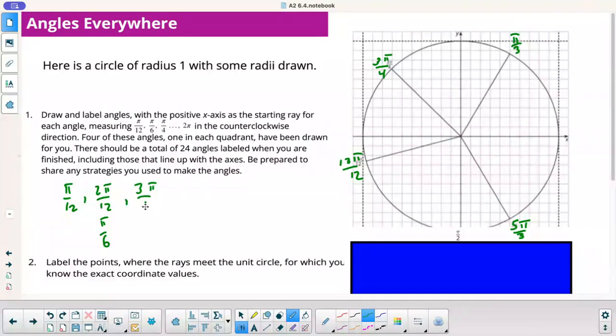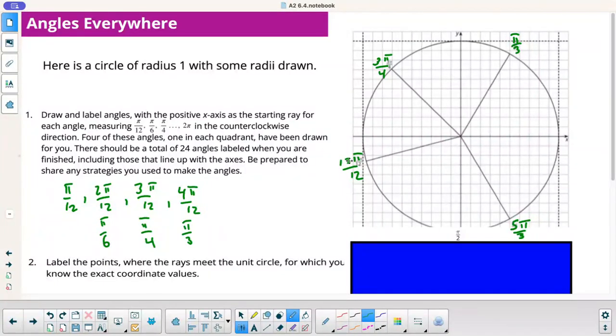Then we go to 3 pi over 12. And again, this reduces because 3 and 12 are both divisible by 3. This is 1 pi over 4. It's kind of like I just divide them each by 3. So then we're going to get to 4 pi over 12. So that would technically be pi over 3.